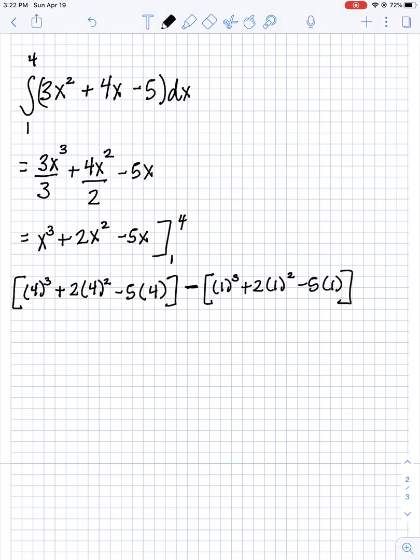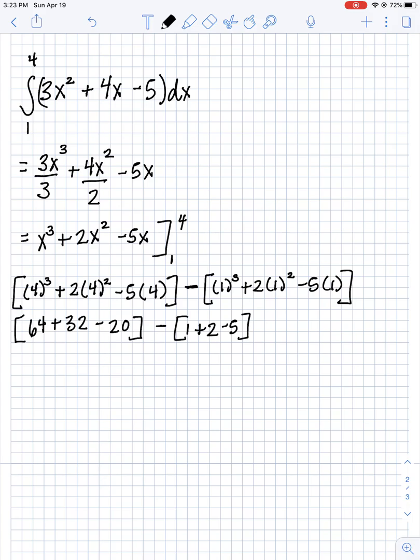And guys, from here, we just have to be careful with our arithmetic, okay? We have done the calculus. This is just arithmetic. 4 cubed is 64. 4 squared is 16 times 2 is 32 minus 20. That's my first bracket. Minus, now let's go get our second bracket. 1 cubed is 1. 1 squared is 1 times 2 is 2. And 5 times 1 is, that's a negative 5.